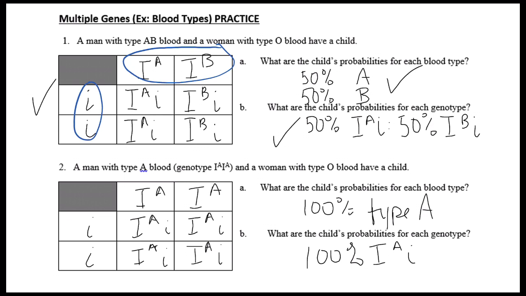Number two, a man with type A blood, genotype IA, so double dominant, and a woman with type O blood have a child. In this case, all children will be getting one IA allele from dad and one O allele, or the lowercase i, from mom. So 100% will be type A and 100% will be capital IA, lowercase i.